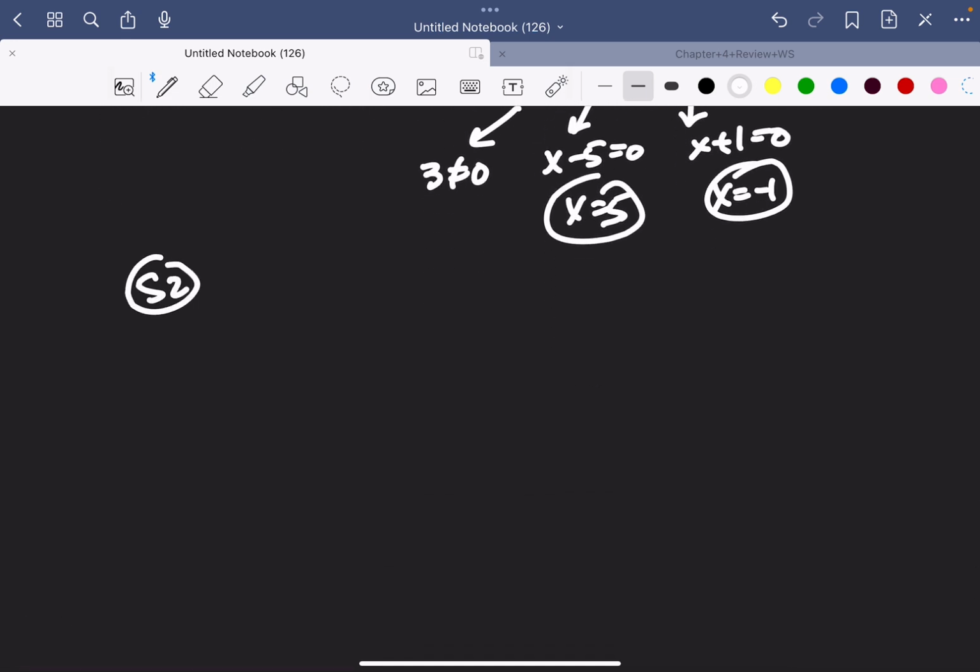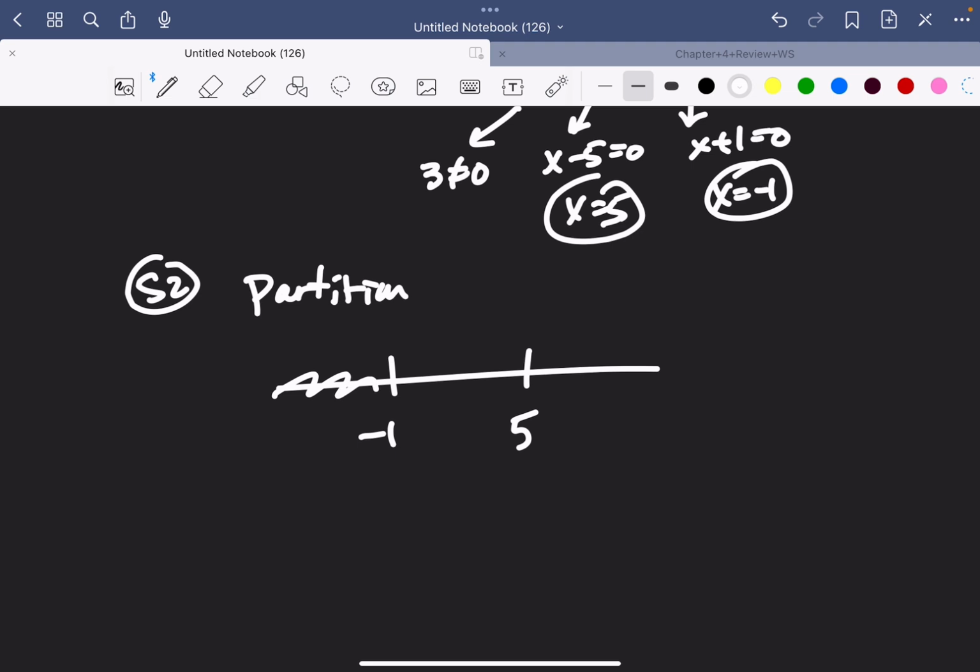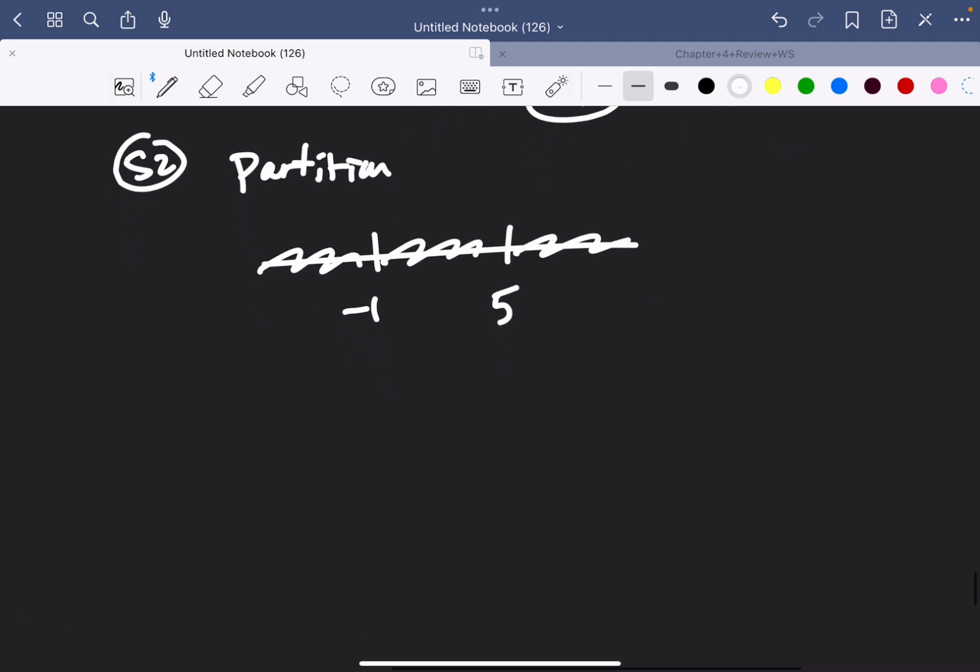So then step 2 is to partition. Is that juice good, Eleanor? Partition. So by partition means we cut up our number line into 1, 2, 3 pieces, right? Using either the critical values or where the function itself was undefined, but since it's defined everywhere, we have no extra points.